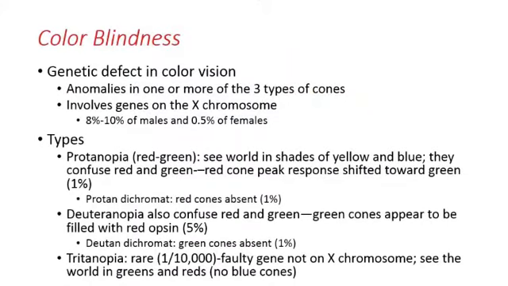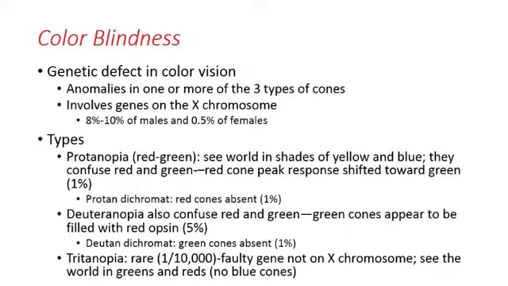And finally, just before we finish up for today, I wanted to talk a little bit about color blindness. This is an interesting genetic defect in color vision, and it results in anomalies of one or more of three types of cones. It's an X-linked genetic condition. It's present in about 8 to 10% of men and about 0.5% of women. I am colorblind.